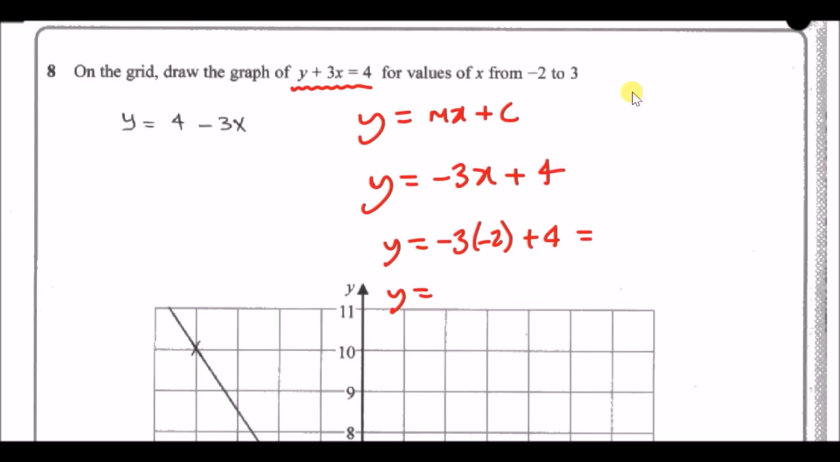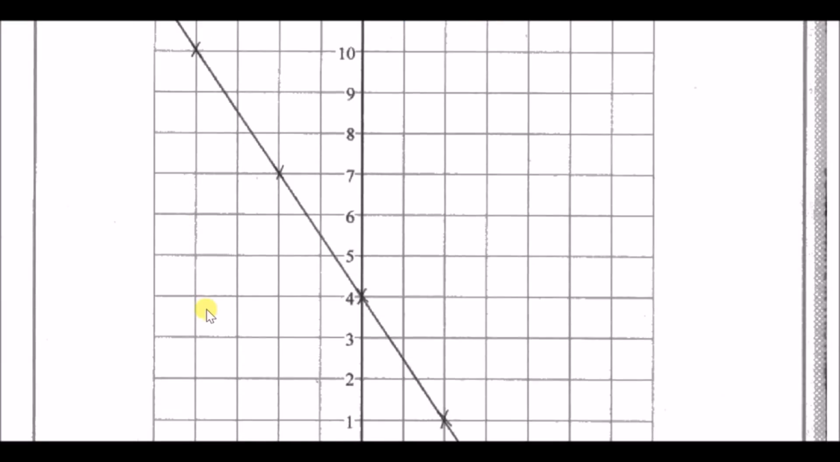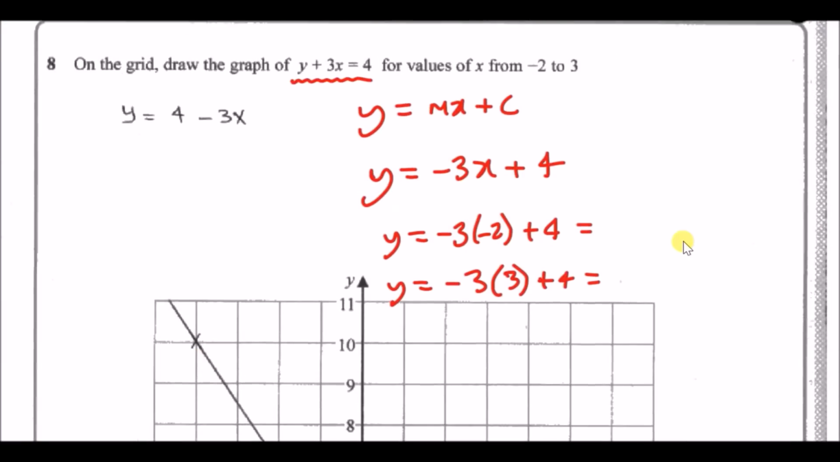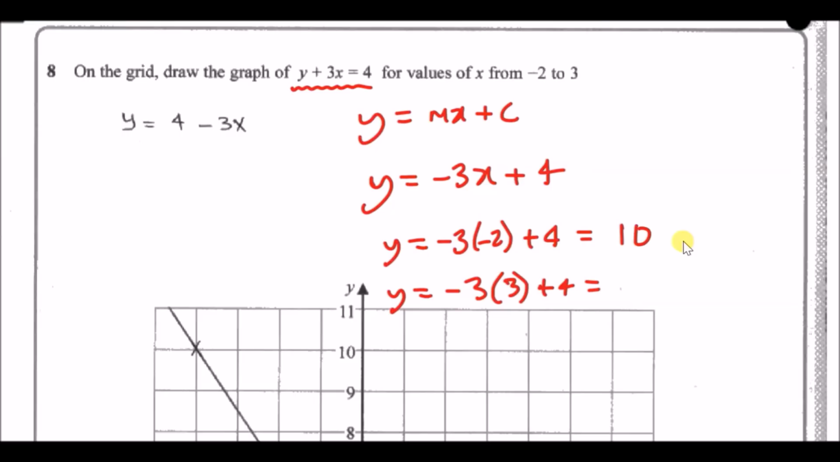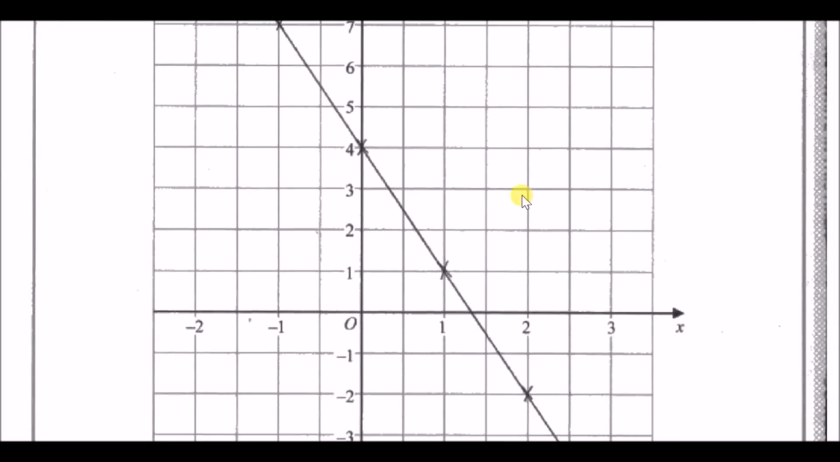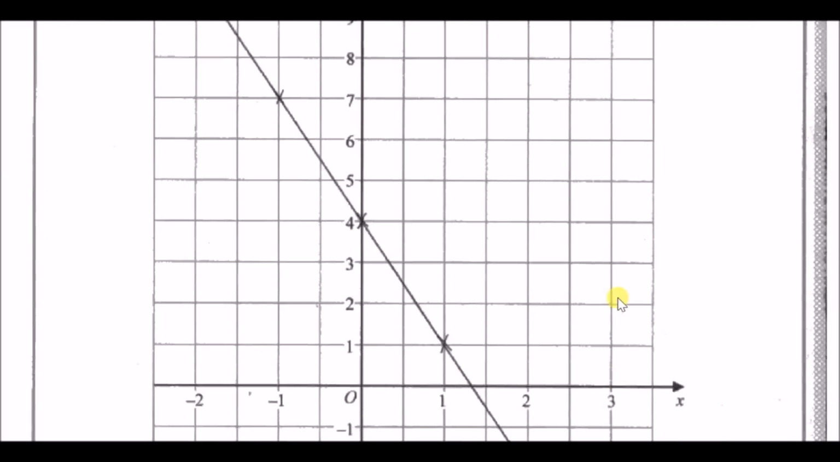So the reason why we do this is because we just need to find some coordinates, yeah? And when you do that, you're going to get 2 results. So someone thankfully has done it, or someone I know has done it. And literally when you plug in -2, you get a result of 10. So this gives you 10. Now if you plug in 3, -3 times 3 is -9. -9 plus 4 is -5, which is here.